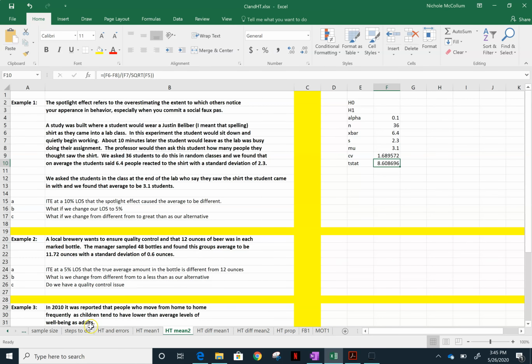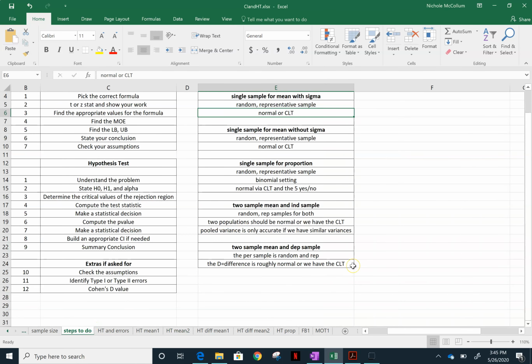I am making sure that when you go on in other classes, other grad school classes, you have all the weapons at your disposal. What's your next weapon? Compute the p-value. Some people love doing the p-value and then make a statistical decision. So here we are. Compute the p-value.